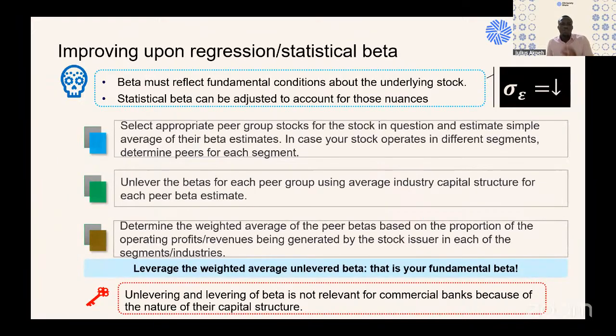Now, how then do we improve upon regression beta? The objective is that, number one, any improvement we give should be able to lower the volatility of the error term. That's what I can see here, the volatility in the error term, at the top right corner of my slide. We want to lower it. The volatility of the error term is what we call the standard error of the regression, which we saw to be about 19%. We want to be able to lower this. But that is not the end.